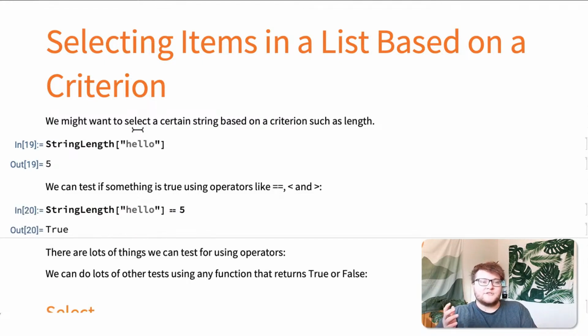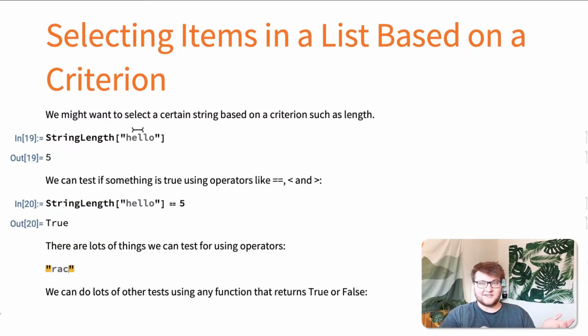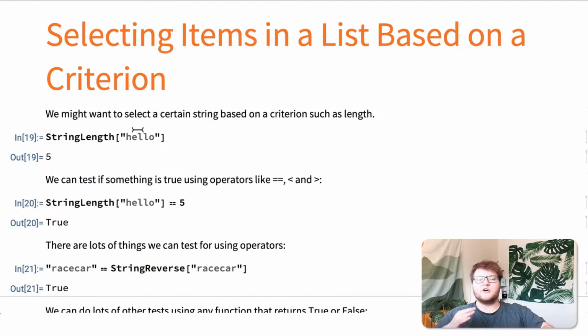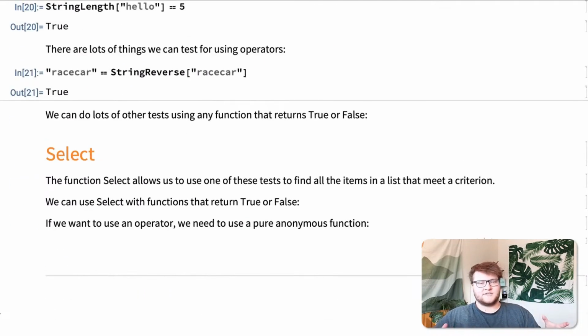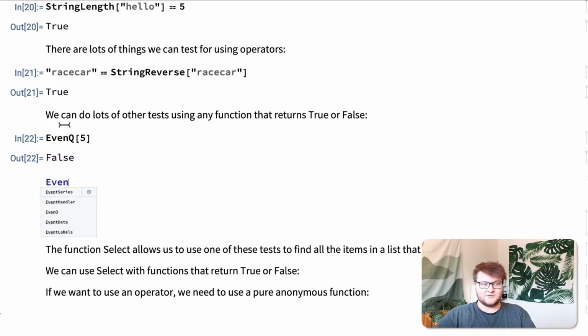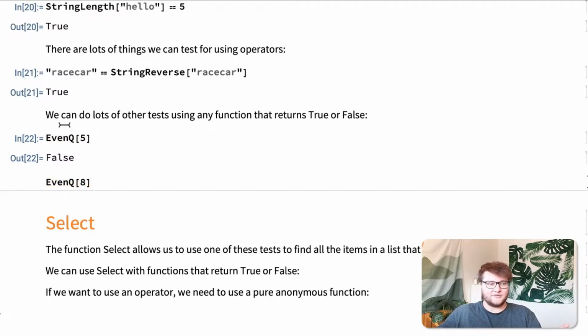Finding palindromes is also really easy with operators. We just test to see if the string is the same as the string in reverse. So if I do racecar, is it equal to StringReverse of racecar, I'm going to get true. We can do lots of other things using any function that returns either true or false. So for example, we could check to see if a number is even using EvenQ. So EvenQ of 5 is false, EvenQ of 8 is true.